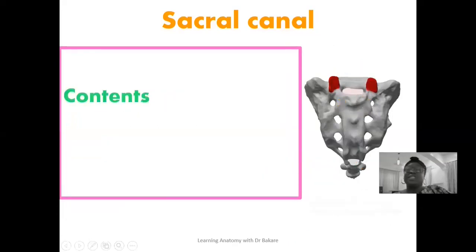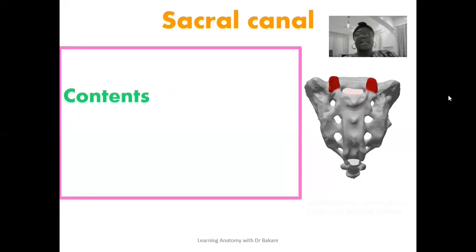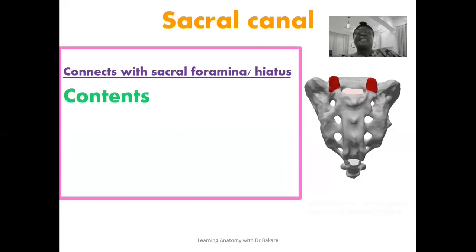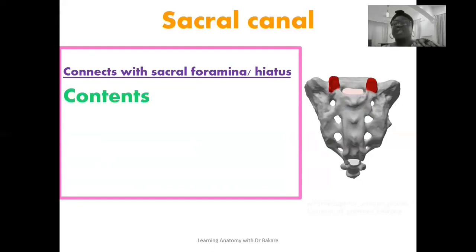So let's drive further on the sacral canal. Let's try and see the content of the sacral canal. Before we go to the content, remember we described that it has a connection with the sacral foramina created on the anterior surface and also on the posterior surface. So you have the sacral canal here highlighted at this point. You see this space, a triangular space that is created along the sacral bone. As it goes, you see that it goes down along the sacral bone. And you see it connecting to the sacral hiatus down here.